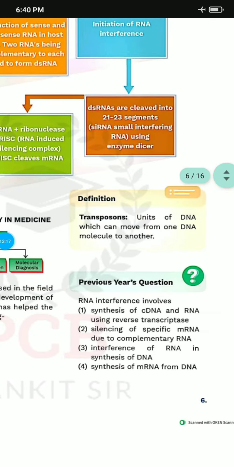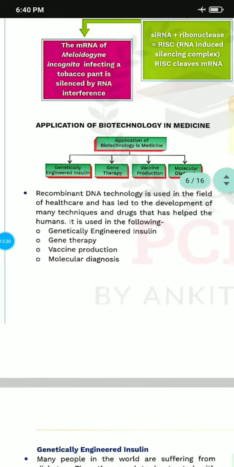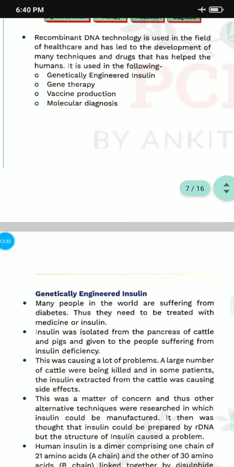So, what are transposons? Sometimes the question arises. These are units of DNA which can move from one DNA molecule to another. So basically, it is a very important thing. Now we have to find out one by one.